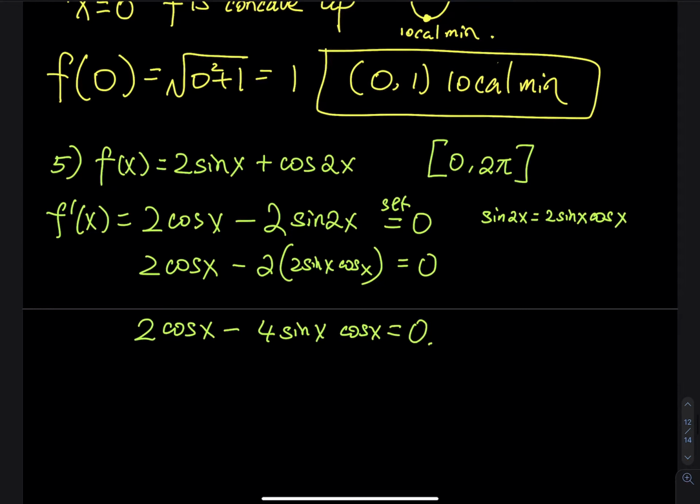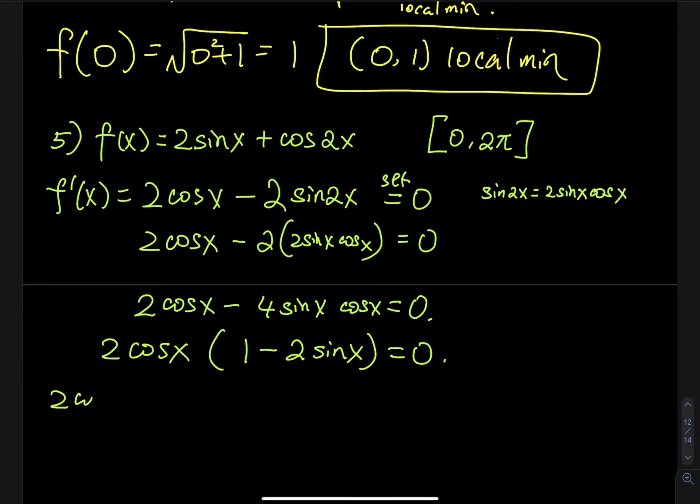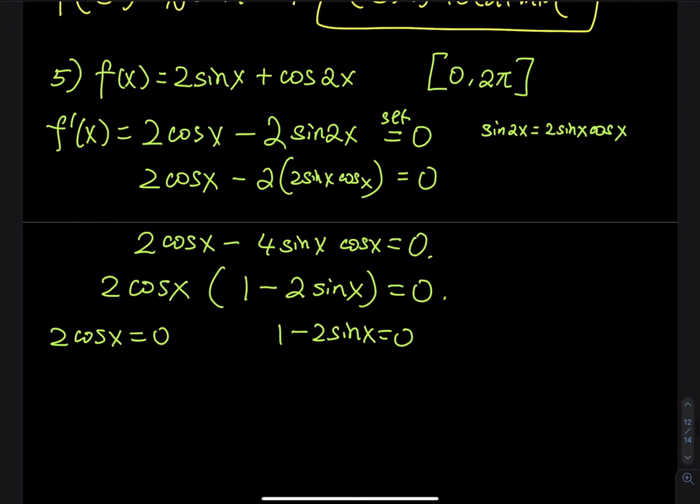The next step is I am going to factor out the 2 cosine x. After that, we only have 1 minus 2 times sine x equals 0. When you apply the zero product property, you have 2 cosine x equals 0 and 1 minus 2 sine x equals 0. See, we take care of one trig function at a time. Divide both sides by 2, we have cosine x equals 0.